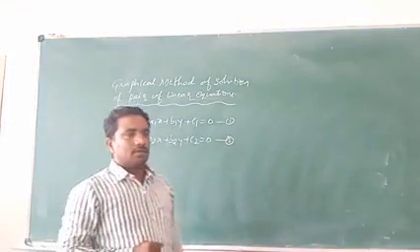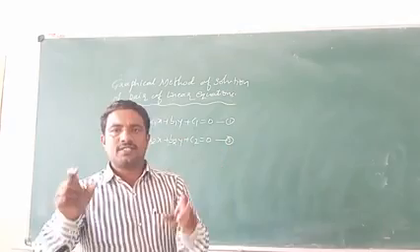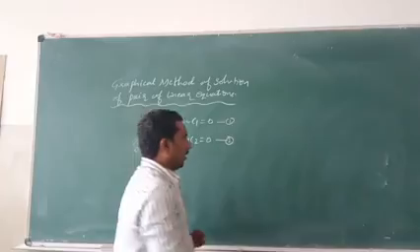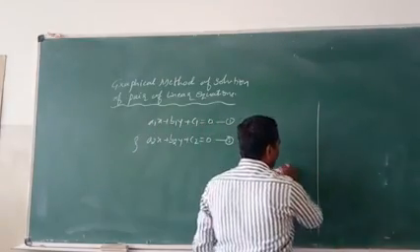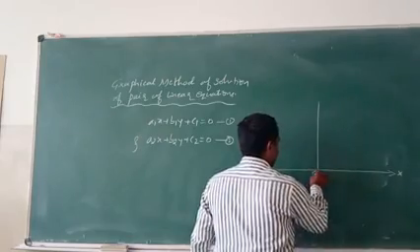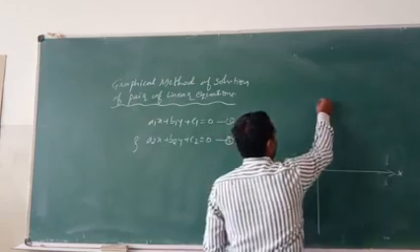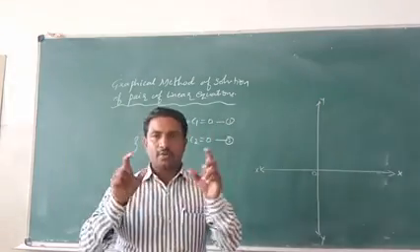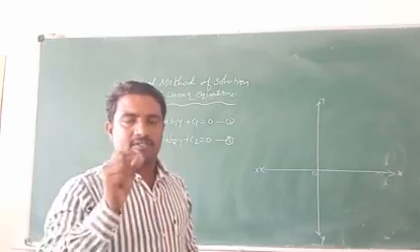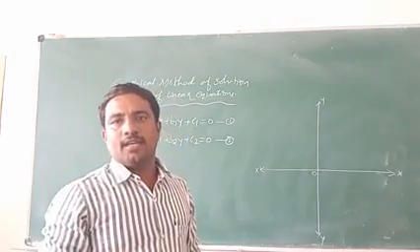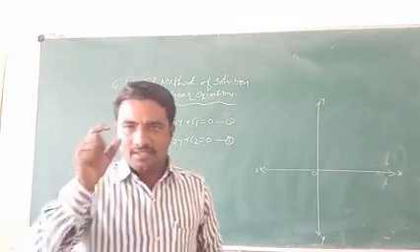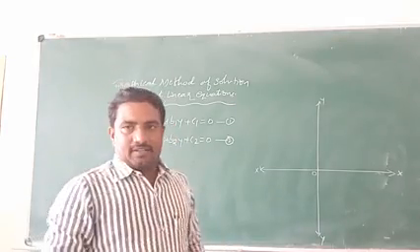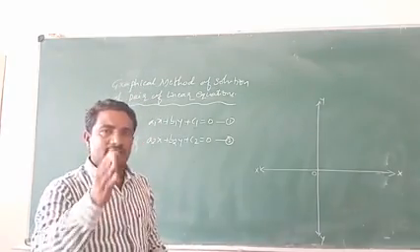First, I will take a linear equation in two variables, that is equation number 1: a1x + b1y + c1 = 0. Here I will draw the graph. This is x'Ox and this is y'Oy. The first equation is a1x + b1y + c1 = 0. This is a linear equation in two variables. It is called linear in the sense that it gives a straight line. The nature of the graph is a straight line.